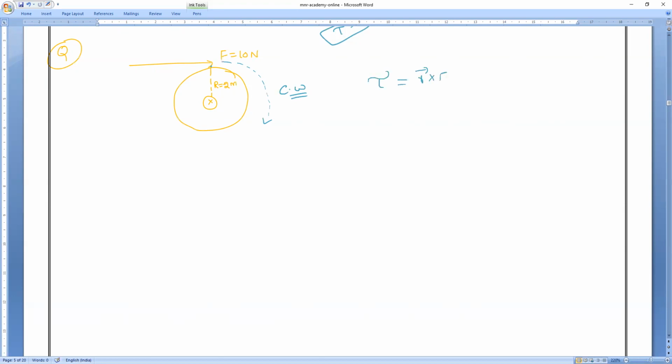So what is the amount of torque? Torque is equal to R cross F. So R is equal to 2 into F, which is equal to what?